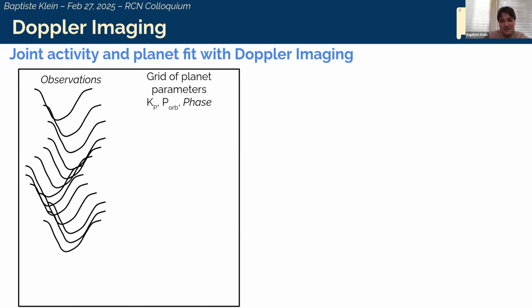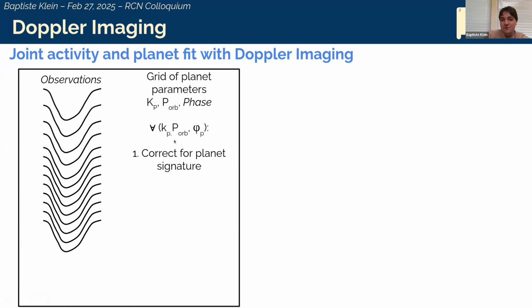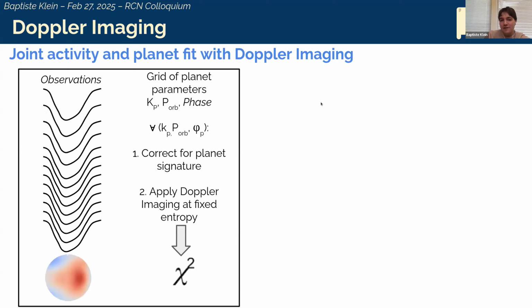So we have our observations here, and I'm assuming that there is a planet signature there. What we're going to do is build a grid of planet parameters: orbital period, phase and semi-amplitude. For each set of parameters in the grid, I correct for the planet signature. I'm correcting only for the wavelengths because I don't want to interpolate my CCFs. Then I apply Doppler imaging at a fixed level of information, which will give me a chi-square. So in the end, I will have a chi-square map, and from this chi-square map, I can determine the best fitting parameters.